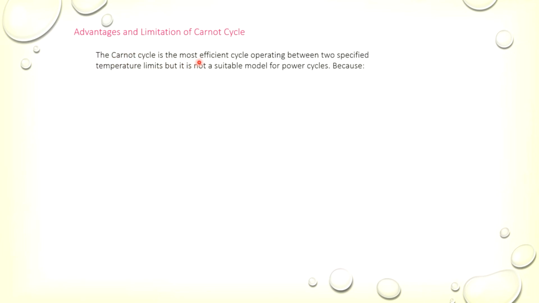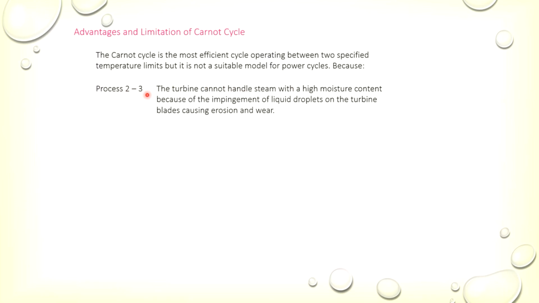Now, the advantages and limitations of the Carnot cycle. Ideally, it is the most efficient cycle. What are the limitations? The Carnot cycle is the most efficient cycle operating between two specified temperature limits, but it is not a suitable model for power cycles. Why? First, in process 2 to 3, the turbine cannot handle steam with high moisture content.